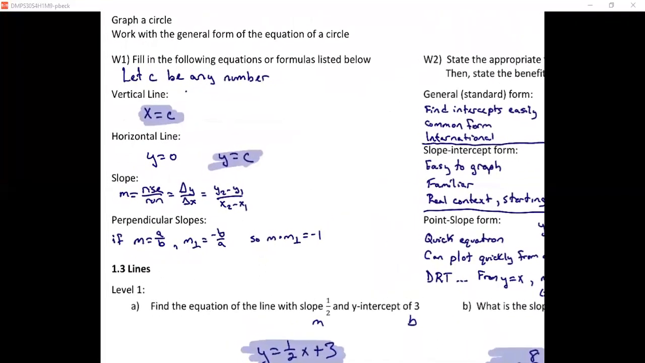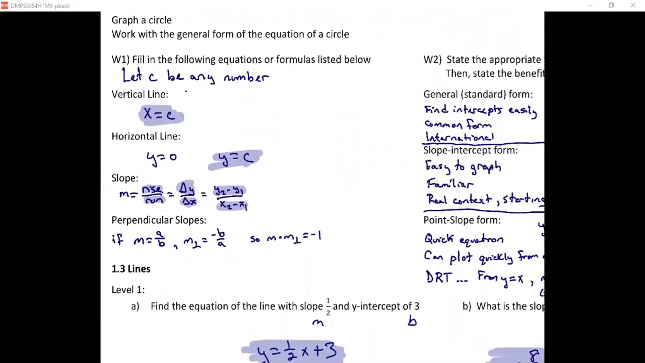We know slope is rise over run. Rise over run, we consider that delta y over delta x, where delta is the Greek letter for change. You see that a lot in chemistry, delta T for change in temperature. We measure rise by the distance between our y values. We measure run by the distance between our x values.